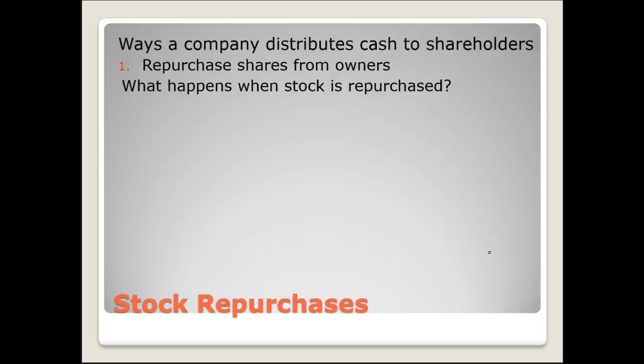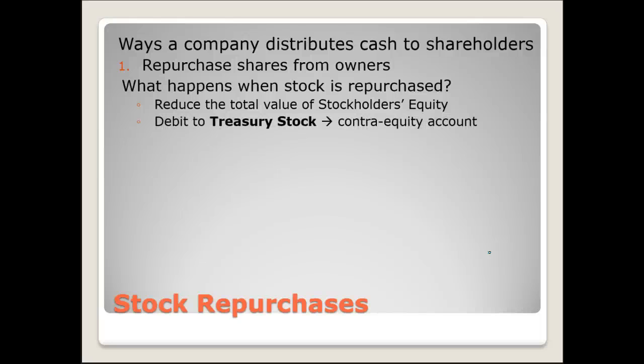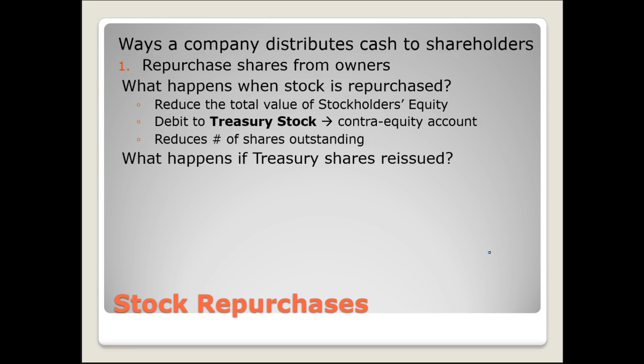shares at some point. So what happens when the stock is repurchased? Well, the total value of stockholders' equity is going to go down. You're going to debit an account called Treasury Stock. Treasury means company shares that were previously issued, they were outstanding, and they have been repurchased. This Treasury Stock account is a contra equity account. Remember, equity accounts have a normal credit balance. When you buy back stock, you make a debit entry. This is a contra equity account. When you buy back stock, you also reduce the number of shares outstanding.